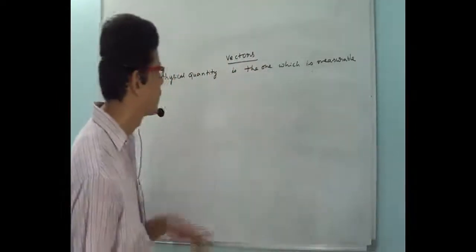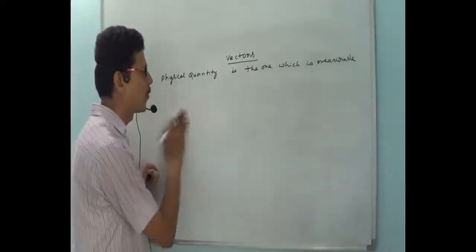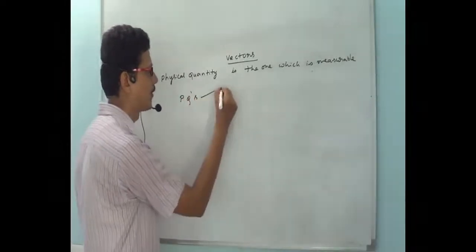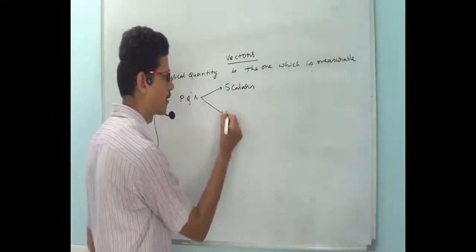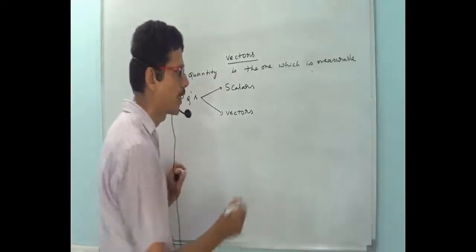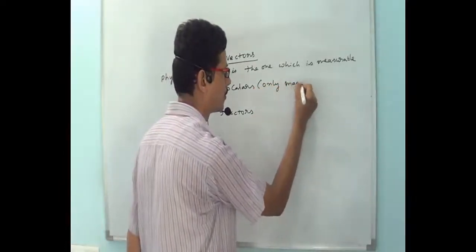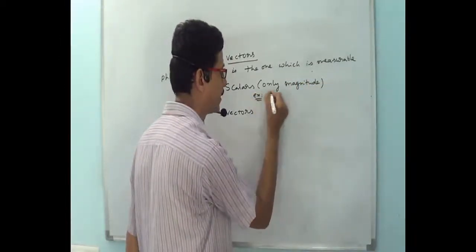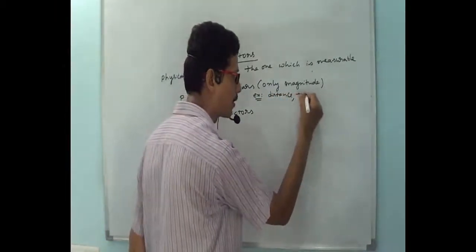So all physical quantities are divided into scalars and vectors. Scalars are those physical quantities which have only magnitude. What is the example? Distance is a scalar. Time is a scalar.